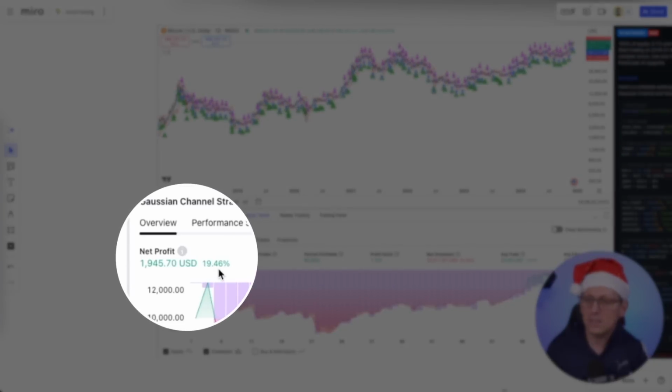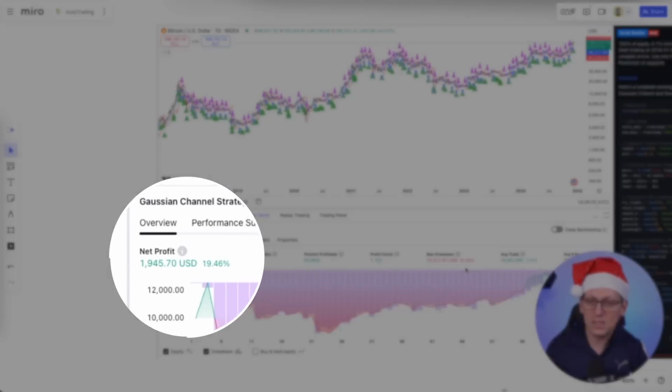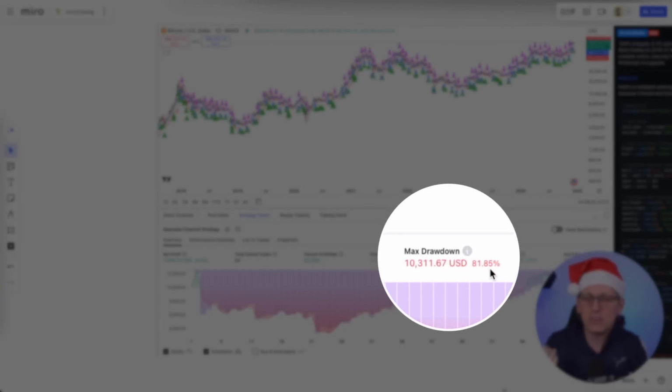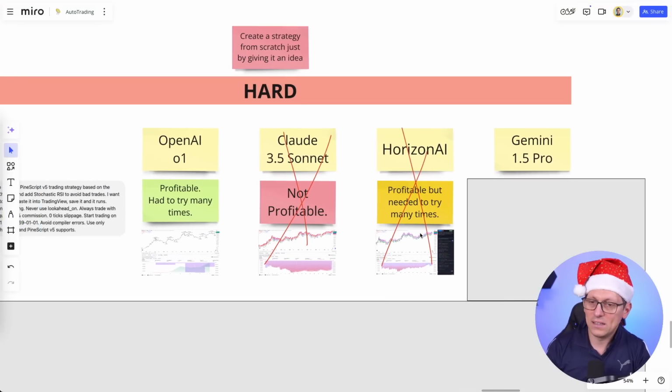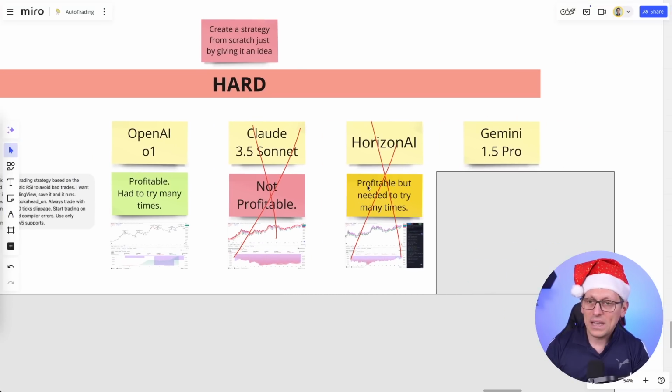It has only 19.46% net profit, and also it has 81.85% max drawdown. So I mean, this is actually a fail, right? I cannot use any of that. It's a total waste of time. And so that is out as well.